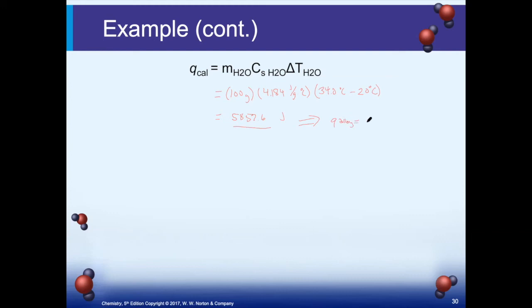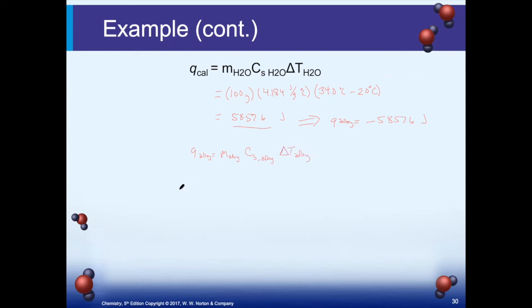If that's true, then the Q of the alloy is equal to negative 5,857.6 joules. That's because of the law of conservation of energy. If this is the Q of the water, this is what caused the increase in temperature of the water. The alloy, the metal, transferred heat to the water. So that would be the negative, but the same magnitude. And then I'm going to say that Q of the alloy is equal to the mass of the alloy times the specific heat capacity of the alloy times the delta T of the alloy.